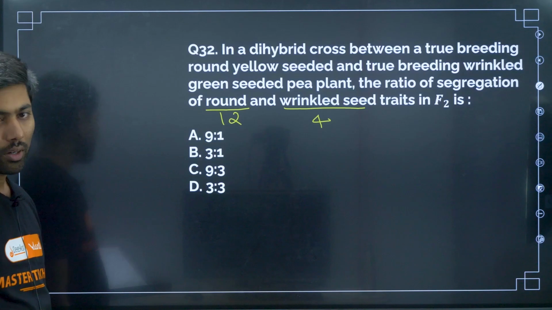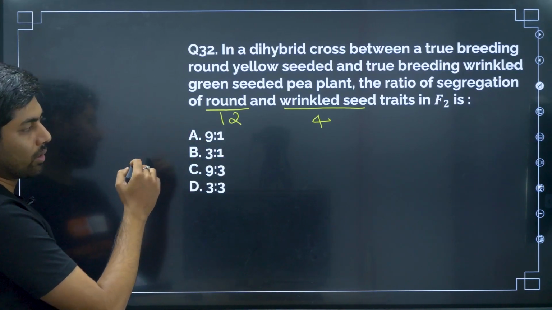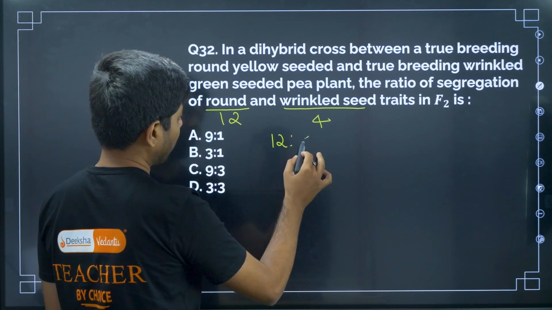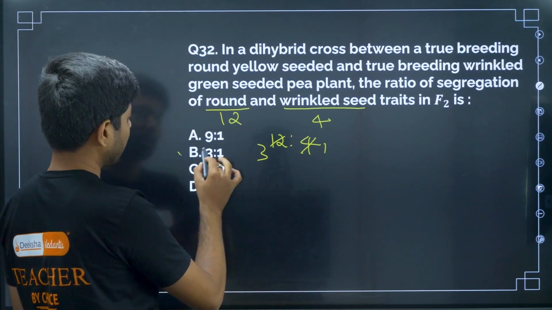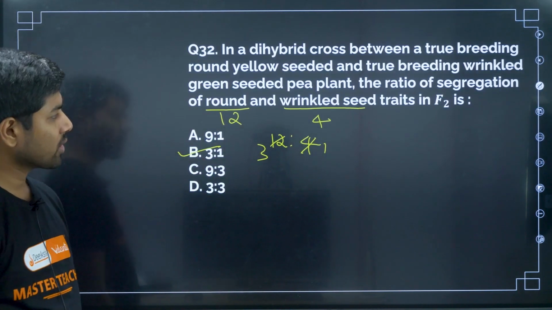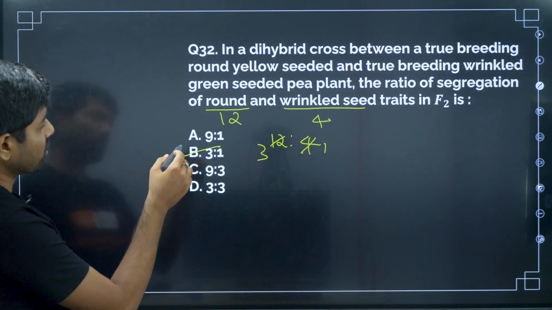Now if you look at this question, immediately what would you do? You would do 9:1, but that is wrong. Please look at this. It is 12:4. Now 4 ones are, 4 threes are. Therefore the answer is 3:1. So the answer to this question is 3:1. Now if you want, we can solve this.